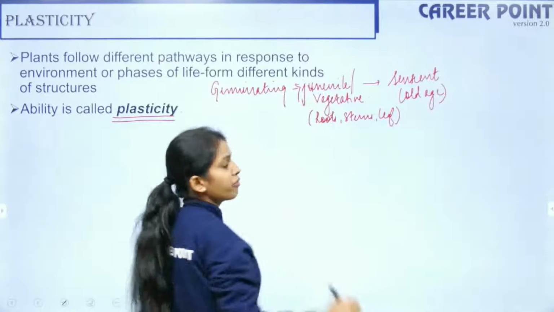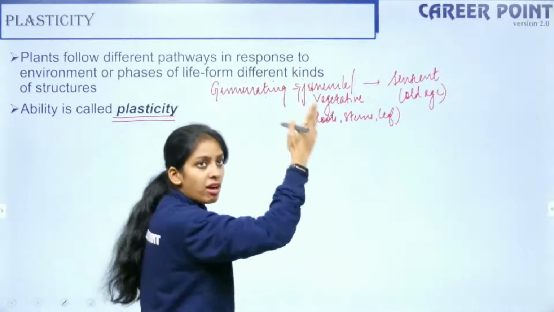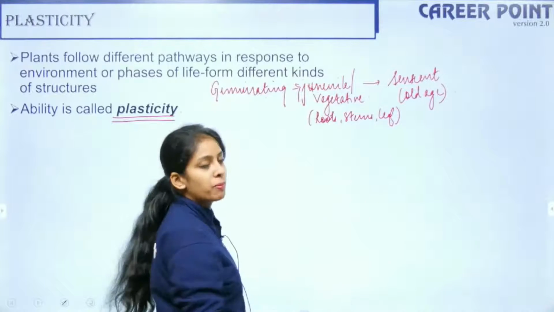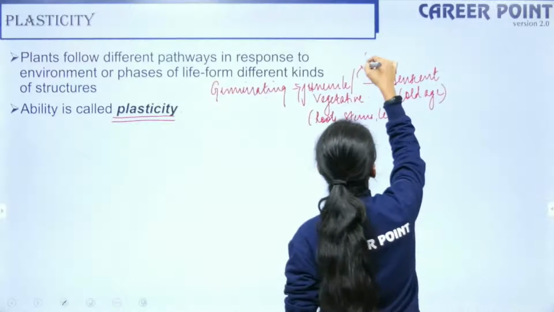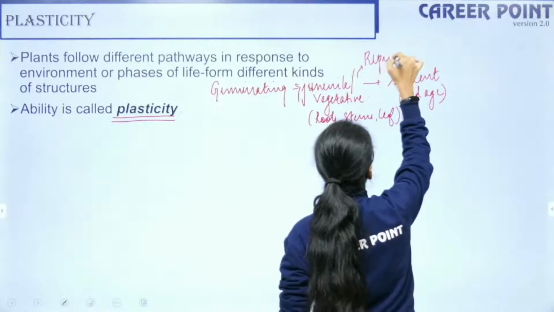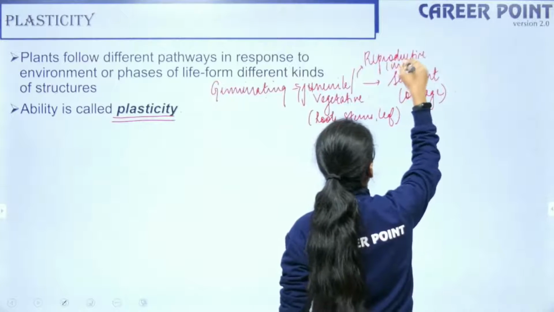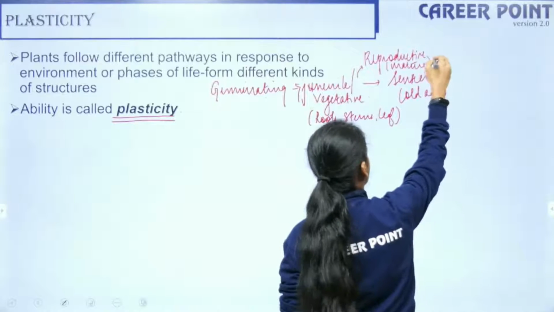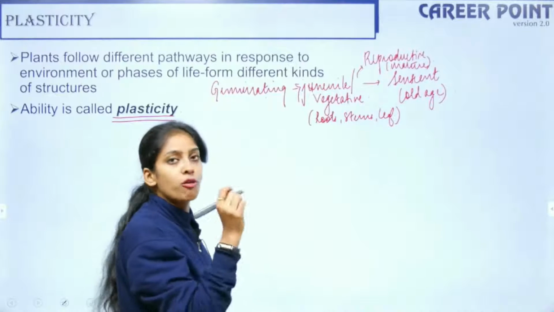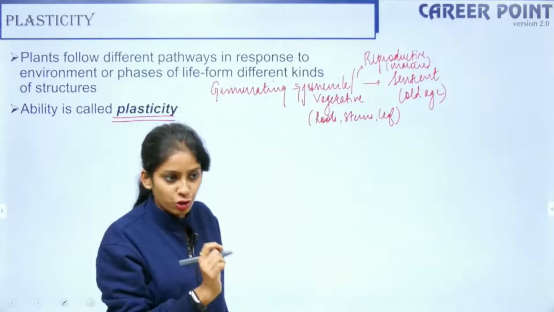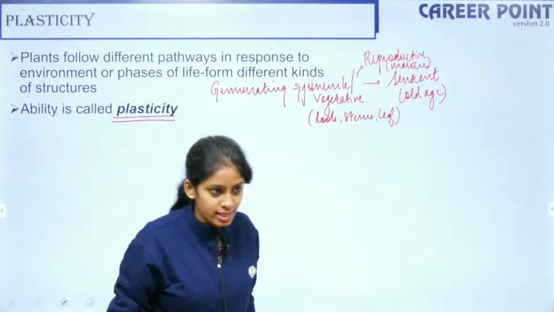So in the germinating phase they have a different leaf, in the juvenile phase they have a different structure, in a mature plant they have a different structure. Sorry, after juvenile you have reproductive also, so I forgot. So this is the mature plant. Here they might have a different leaf, here they might have a different leaf. So this ability of plants to produce different structures according to their phases of growth is known as plasticity.